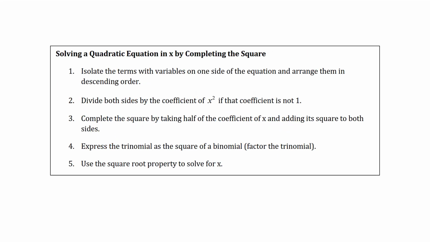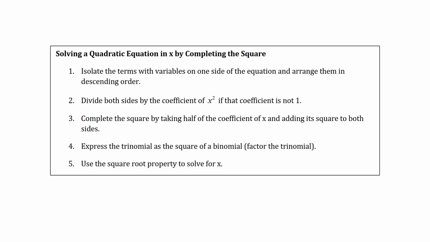Next, we're going to go over the entire process for solving a quadratic equation in x by completing the square. The first step is to isolate the terms with variables on one side of the equation and arrange them in descending order. The second step is to divide both sides by the coefficient of x squared if that coefficient is not 1. The third step, complete the square by taking half of the coefficient of x and adding its square to both sides. The fourth step, express the trinomial as the square of a binomial, factor the trinomial. The fifth step, use the square root property to solve for x.